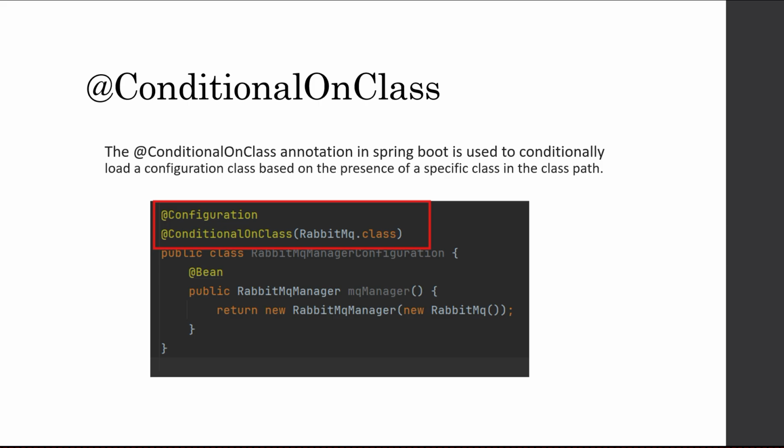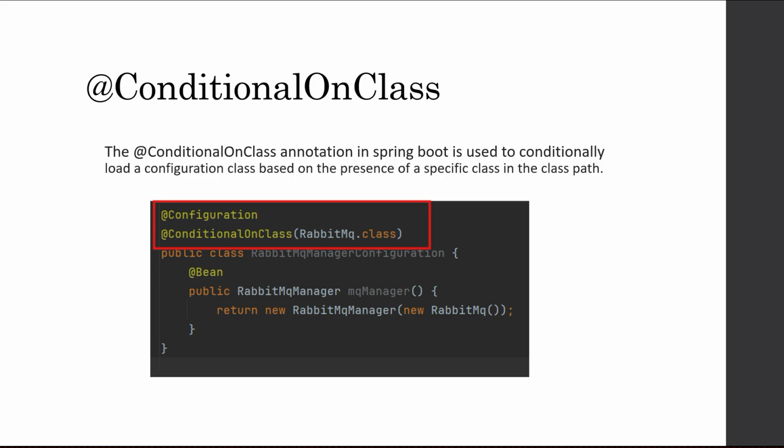When the Spring Boot application starts, before loading the RabbitMQManagerConfiguration class, it will check whether this RabbitMQ class is present in the packages of the application or not. If it is not present in the packages of the application, then it will look for this class in the jar files which are included in the application. If the RabbitMQ class is not present in any of those jar files, then this configuration class named RabbitMQManagerConfiguration will not be loaded and the bean would not be created for RabbitMQManager.